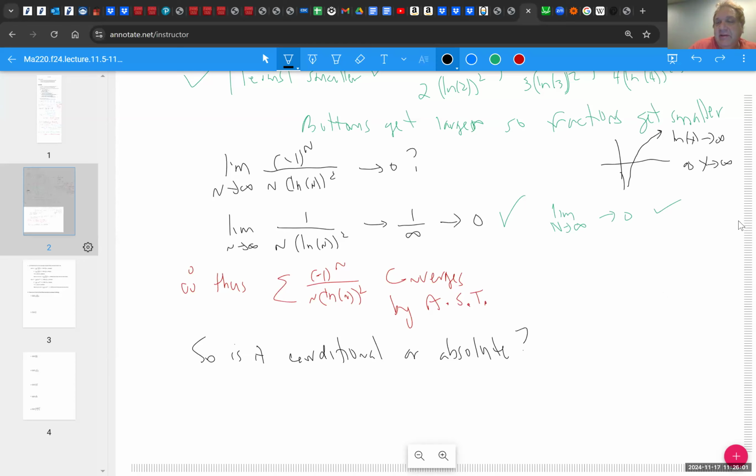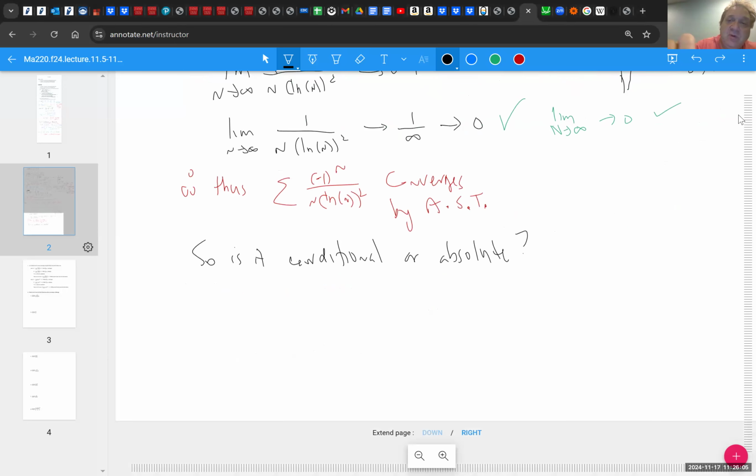Well, we look at the same series, but without the negative part. So we look at the series, n equals 2 to infinity, and without the (-1)^n part, we're going to get rid of that. We're just going to write 1 over n (ln n)^2. So we have to find out, does this converge or diverge?